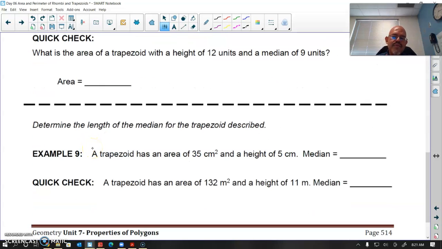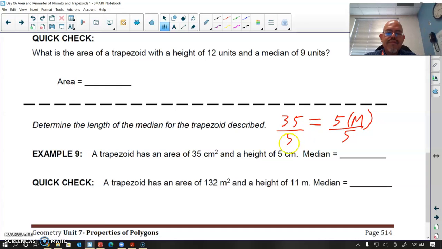They don't give you the median on this one, but they do give you the height. They want you to calculate the median. So that's going to be 35 equal to 5 times whatever the median is. I'm just going to call it m. So you divide both sides by 5. That gives you 7 for the median. 7 centimeters. Okay, and that's about it. See you guys.